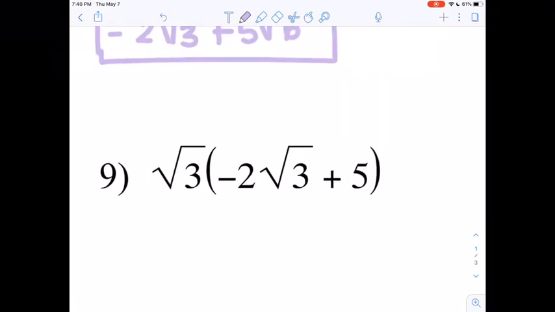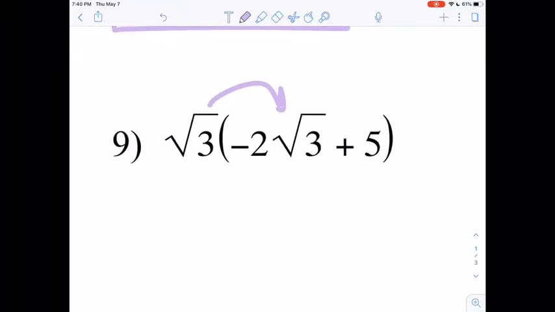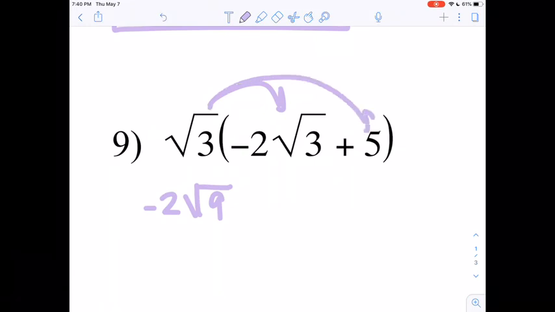Okay, lastly, root 3 times negative 2 root 3. So you could either use the trick. So let me do, I'm going to do the long way and then I'm going to do the trick. So that becomes negative 2 square root 9. And then root 3 times 5 is just 5 root 3.